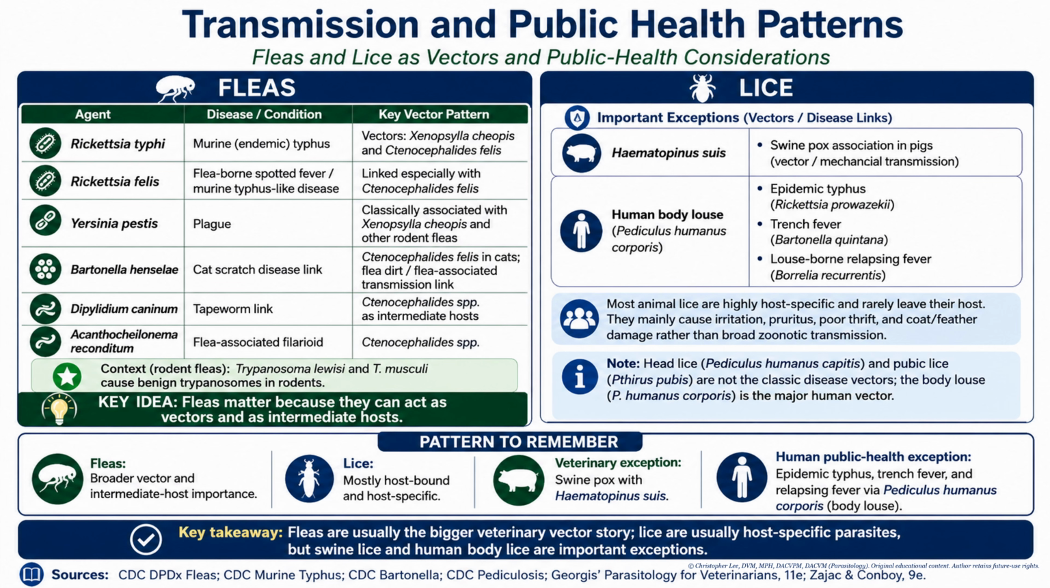Both A.A. Milne and J.R.R. Tolkien were sent home from World War I with trench fever. So in a strange way, body lice and Bartonella quintana sit in the historical background of both the Hundred Acre Wood and Middle-earth. Tiny vector, enormous literary side effects. So fleas are usually the bigger veterinary vector story. Lice are usually host-specific clingers, with a few high-stakes exceptions.